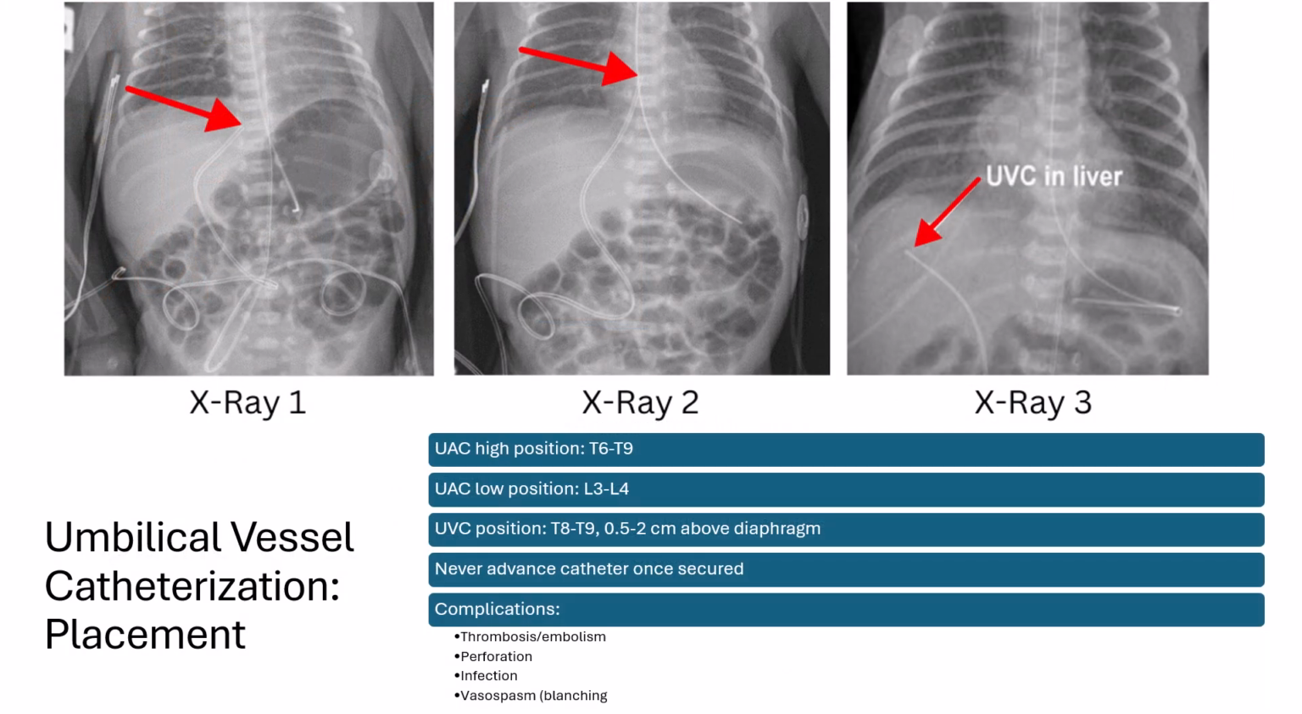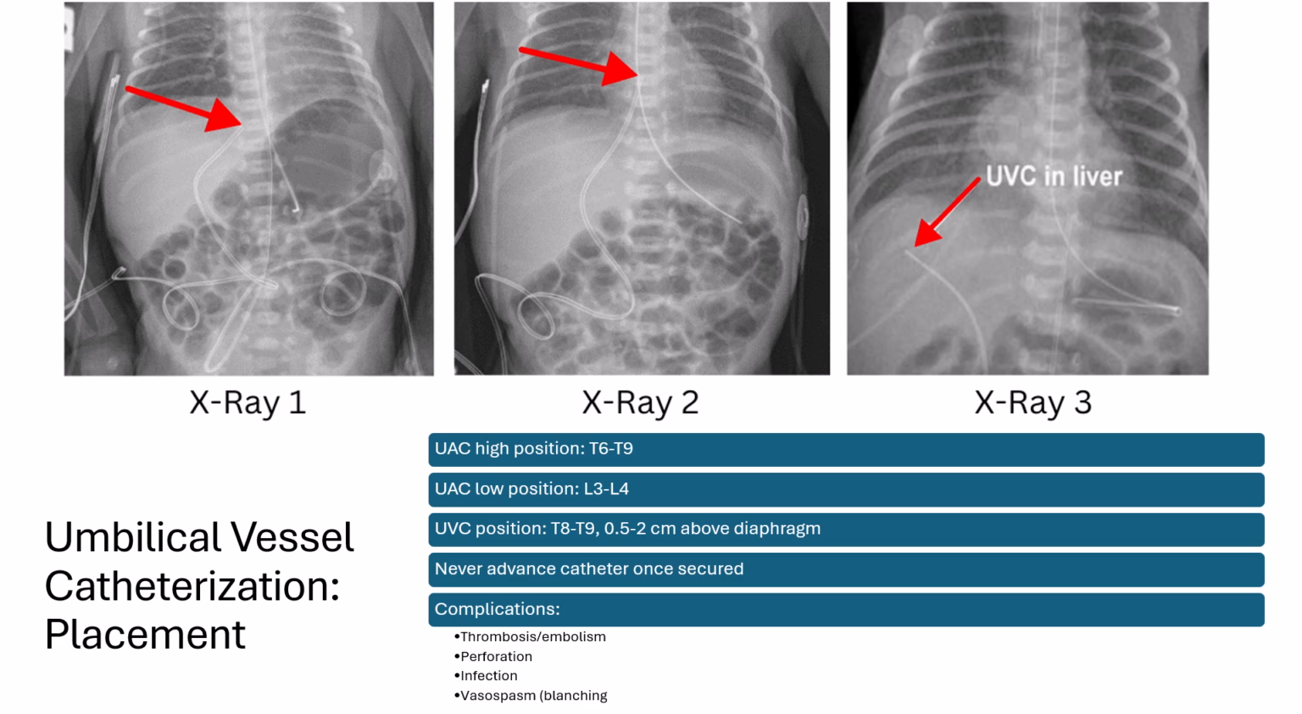Proper catheter placement is crucial. For umbilical artery catheters, there are two acceptable positions: high position between the 6th and 10th thoracic vertebrae, T6 to T10, or low position between the 3rd and 4th lumbar vertebrae, L3 to L4. For umbilical venous catheters, UVCs, proper placement is 0.5 to 2 centimeters above the diaphragm at the level of T8 to T9. Never advance the catheter once it's secured, as this introduces the risk of infection.